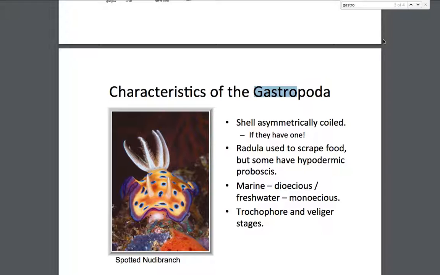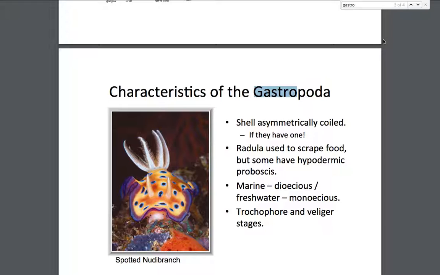There are lots that have modified radulas for specific things, including the cone snails, which use theirs as a hypodermic needle. The coiling shell of a snail is not actually related to torsion. The coiling of the shell and torsion are separate phenomena. Coiled shells were not a response to torsion, and torsion wasn't a response to coiled shells.